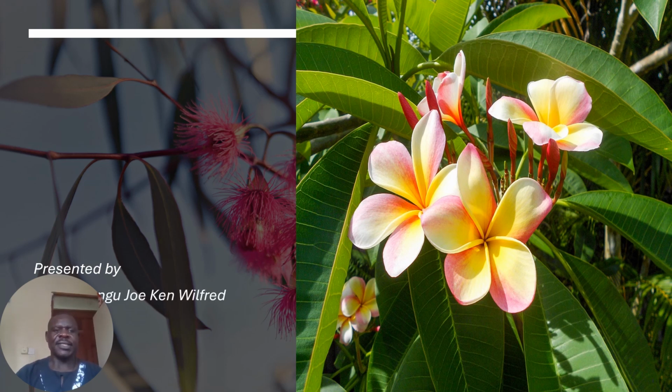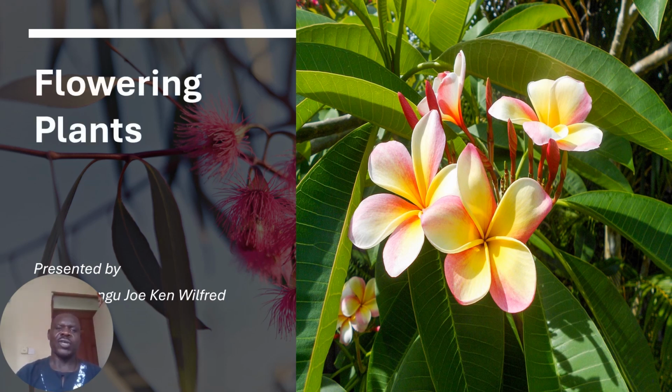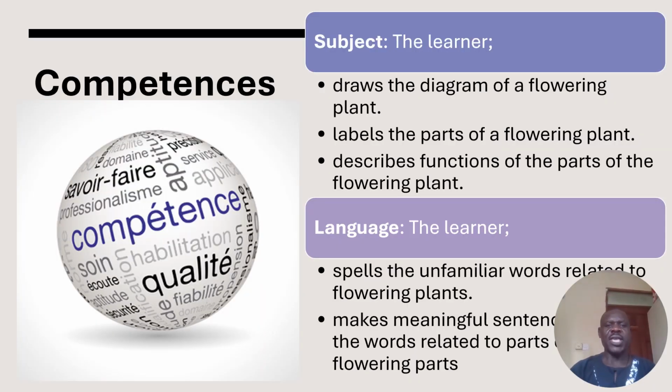Flowering plants are a type of plants which are found within our environments. And when looking at flowering plants, we are going to look at how the structure of the flowering plant is, and so we have to draw it. And then later we shall label the parts of the flowering plants, and then later, we shall describe the functions of the parts of the flowering plants. These will form our competencies.